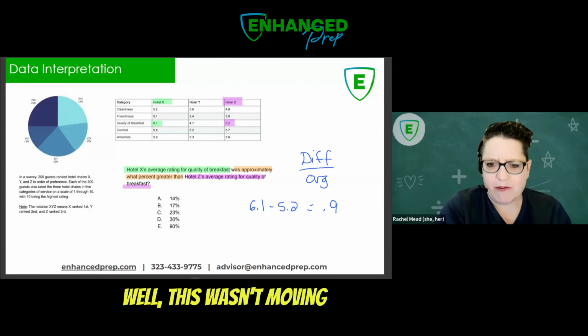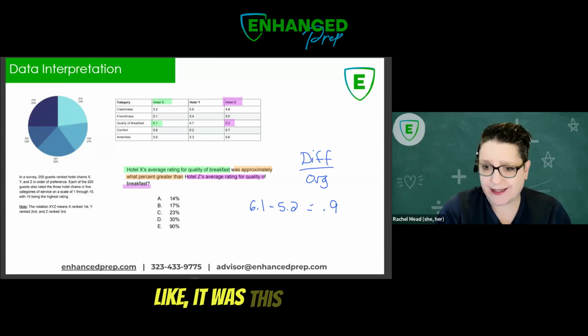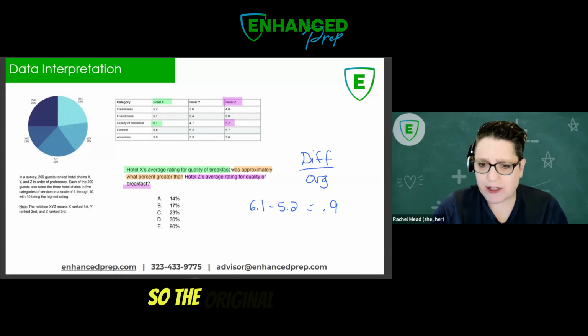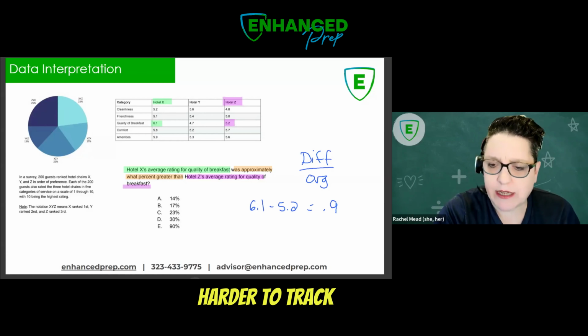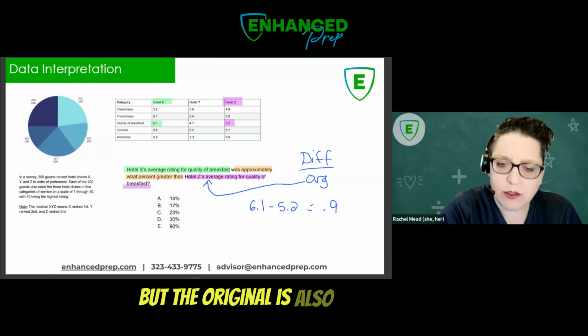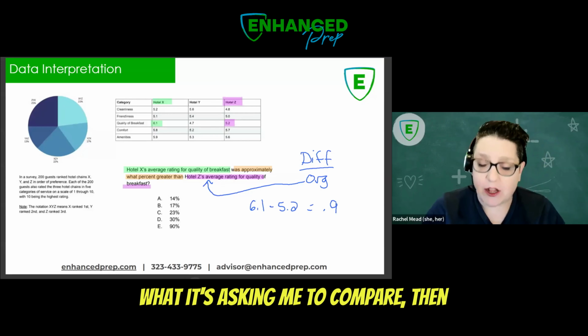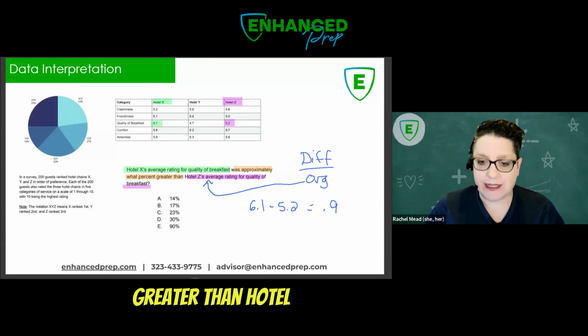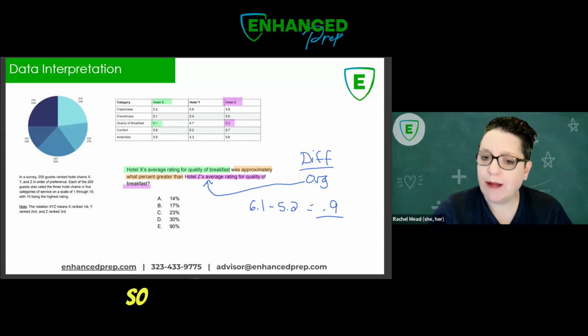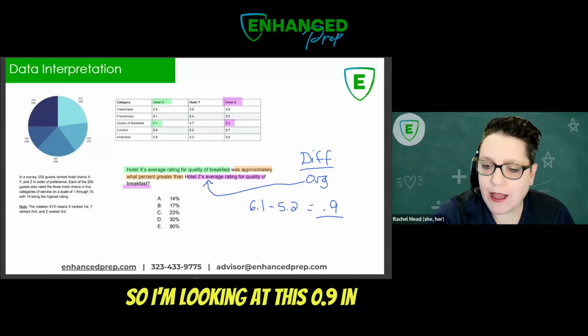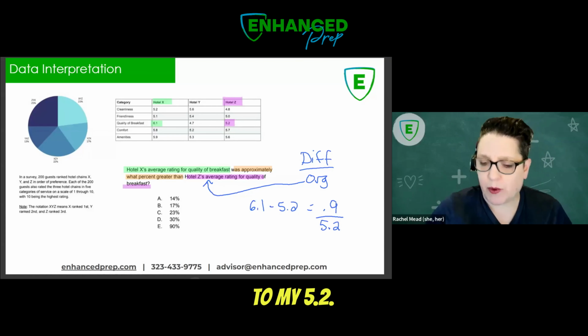Well, this wasn't moving from one to the other, like it was this and it changed to this. So the original might be a little bit harder to track down, but the original is also coming from what it's asking me to compare. Then greater than Hotel Z's average rating. So I'm looking at this 0.9 in comparison to my 5.2.